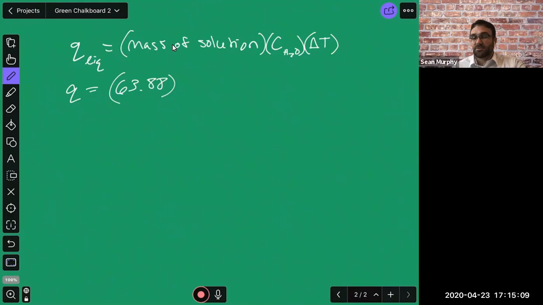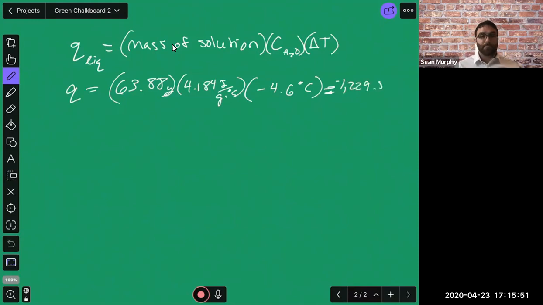And we are going to assume that the specific heat capacity of the water is going to dominate the overall average between the chemicals' specific heat capacities and that of water. So we're going to round in favor of the water. So we're going to use 4.184 joules per gram Celsius. And then the final temperature minus the initial, we actually had a drop. Having said that, we should get a negative number for our temperature change. So our final heat is negative 1229.5 joules.